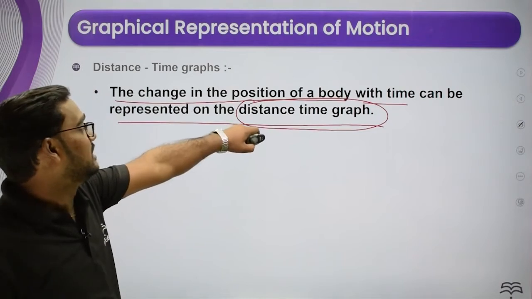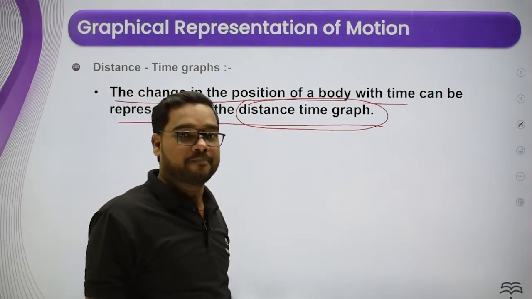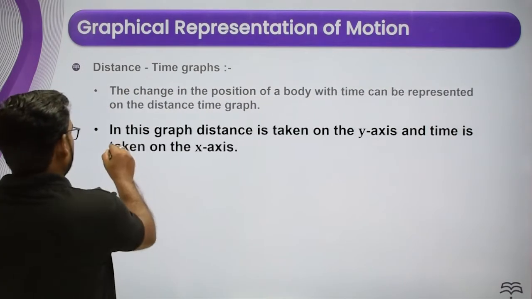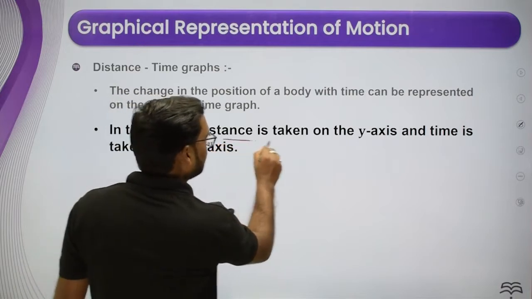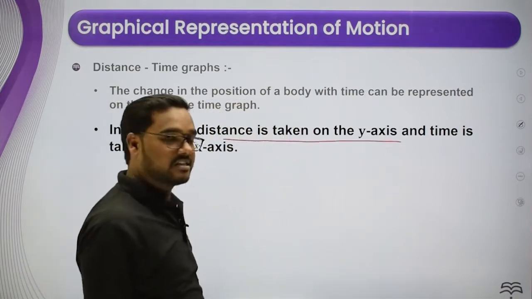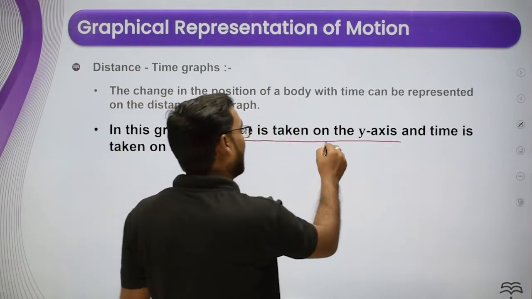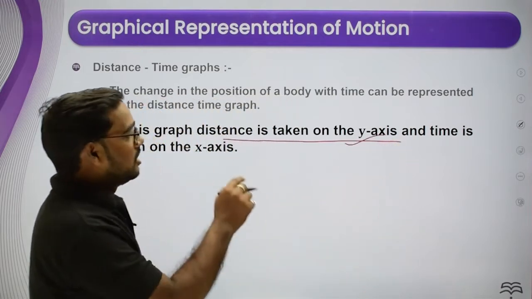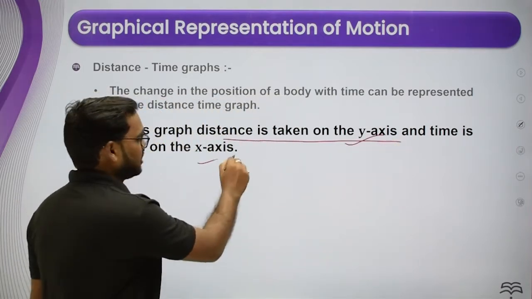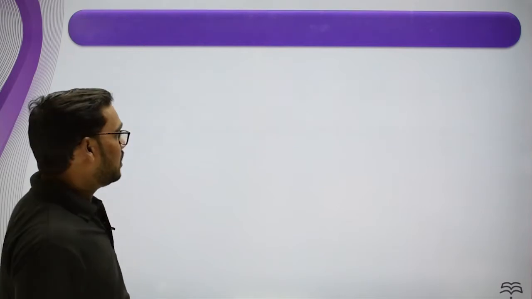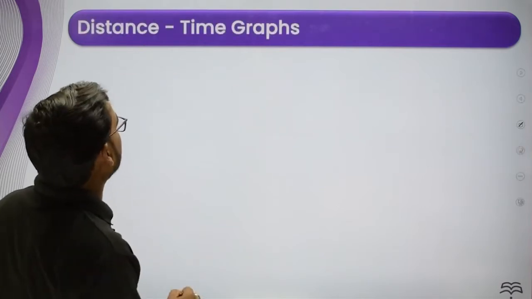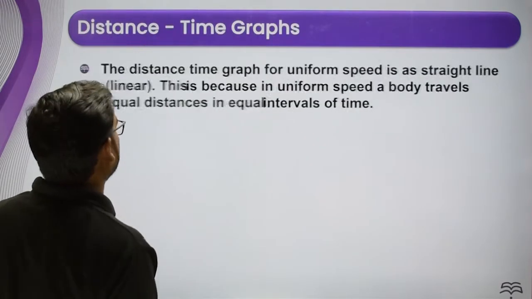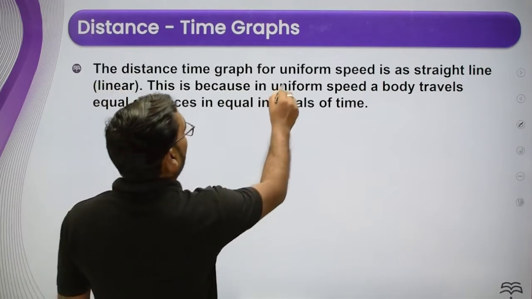That is your distance time graph. Now you can see here in this graph, the distance is taken on the y-axis, whereas time is on the x-axis. So this is the distance time graph of uniform speed.